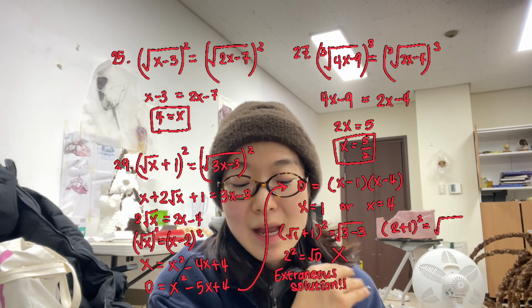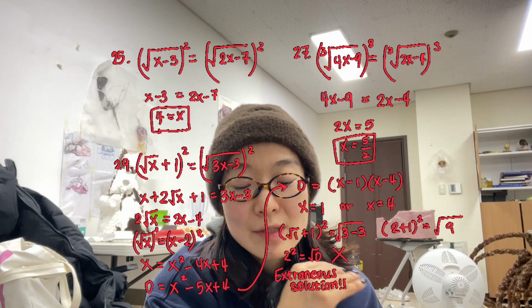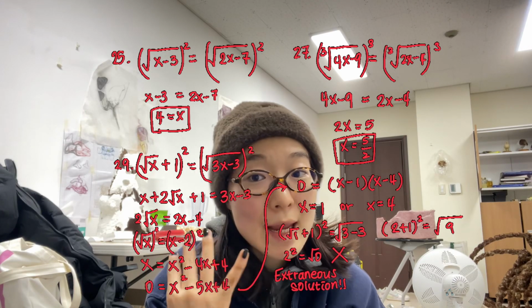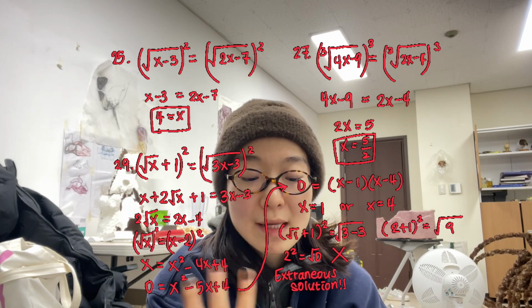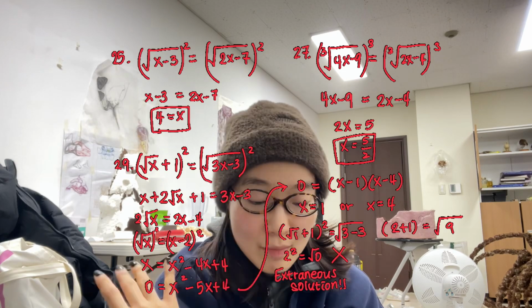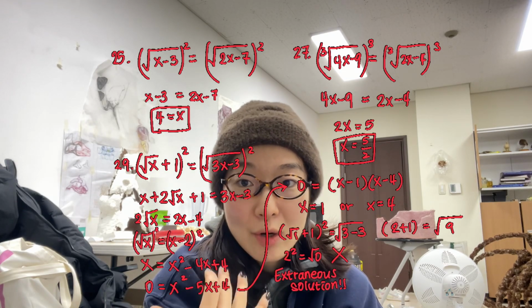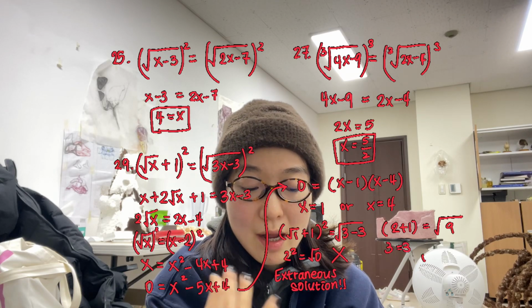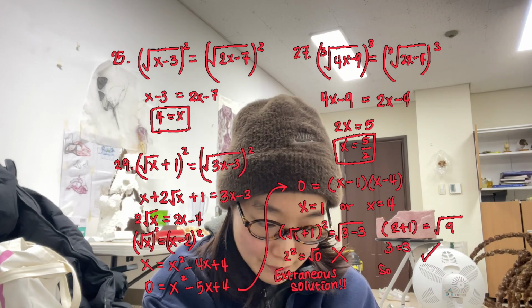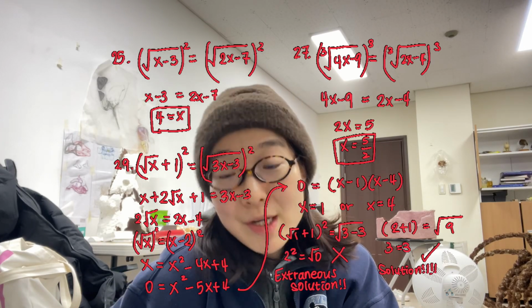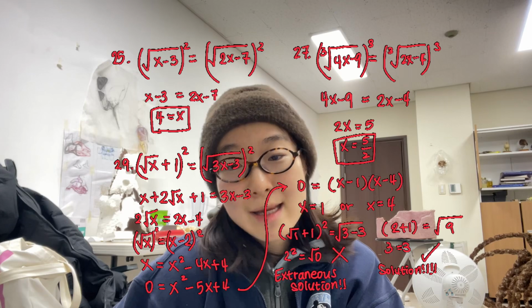So this is an extraneous solution. That means it's a solution that we ended up getting from the process of eliminating radical components, but it is not actually a valid solution to our original equation. When we substitute x equals 4, the equation is valid, so therefore this is our true solution.